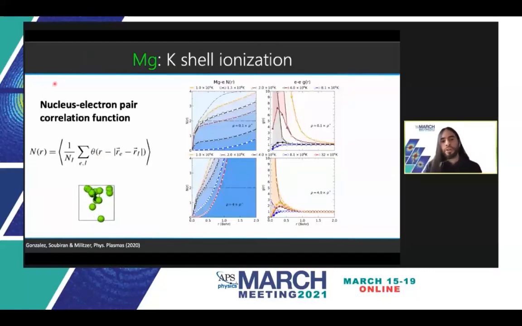We have ways of monitoring how the electronic shells become ionized, and it's basically counting the number of electrons enclosed in a sphere of radius r. And you can see here how the magnesium ions become depleted of electrons as temperature increases. And this ionization decreases as the density is increased.